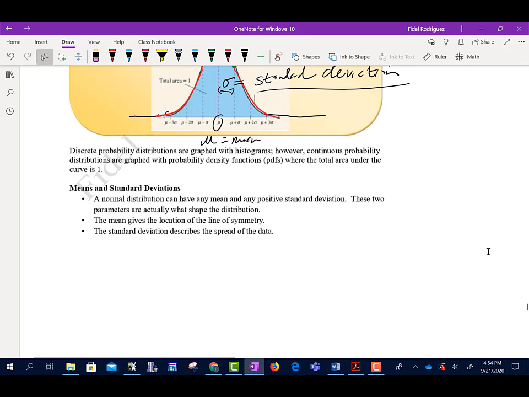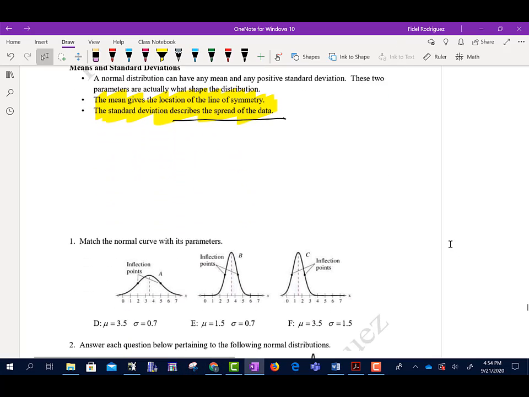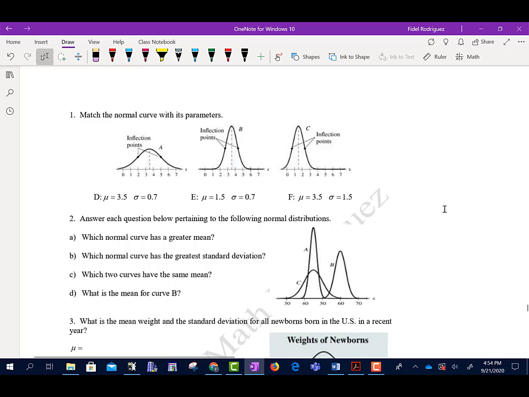So, means and standard deviations. A normal distribution can have any mean and any positive standard deviation. These two parameters are actually what shape the distribution. The mean gives the location of the line of symmetry, and the standard deviation describes the spread of data. So let's talk about these two. The mean is going to give the location of the line of symmetry, and the standard deviation is going to give us the spread of the data. Let me keep going here, and we're going to see if we can answer the first question.